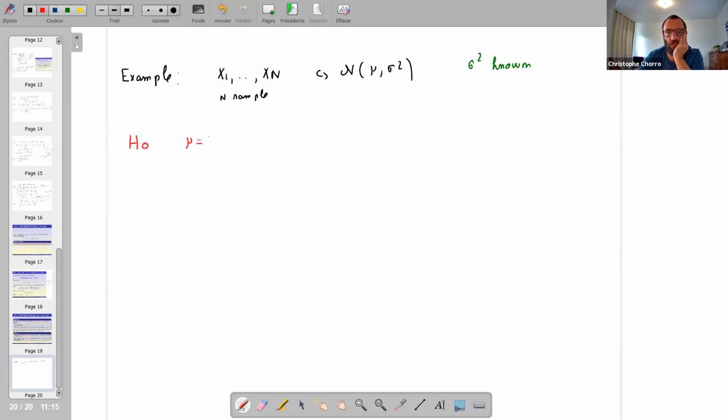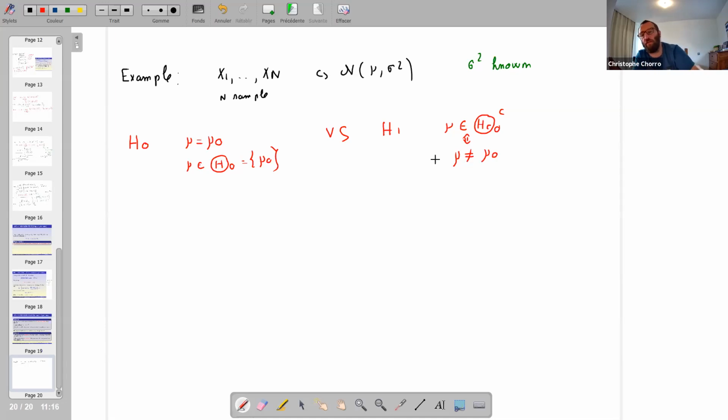What I want to do here is test mu equal to mu 0, that is mu belongs to capital Theta 0, where capital Theta 0 is just reduced to a singleton. I have in fact a simple hypothesis here, and versus what? In my setting H1, I don't have the choice: mu belongs to the complement of Theta 0, which is equivalent to saying that mu is different from mu 0.